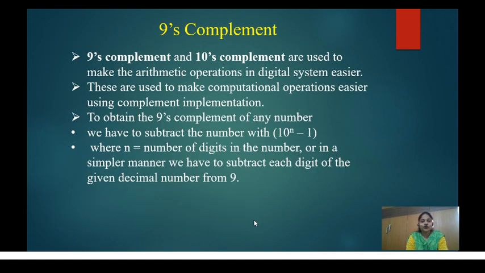And the 9's complement. 9's complement and the 10's complement are used to make the arithmetic operations in digital systems easier, and also to make computational operations easier. To find out the 10's complement, first we have to find out the 9's complement and add 1. So how to find out the 9's complement? First subtract the number from 10 power n minus 1. N is the number of digits.